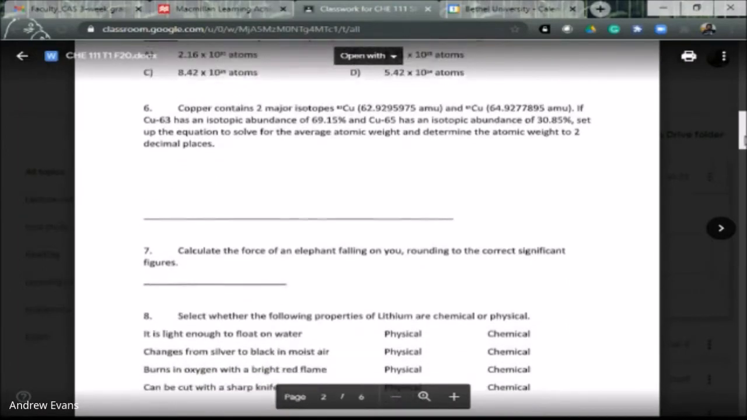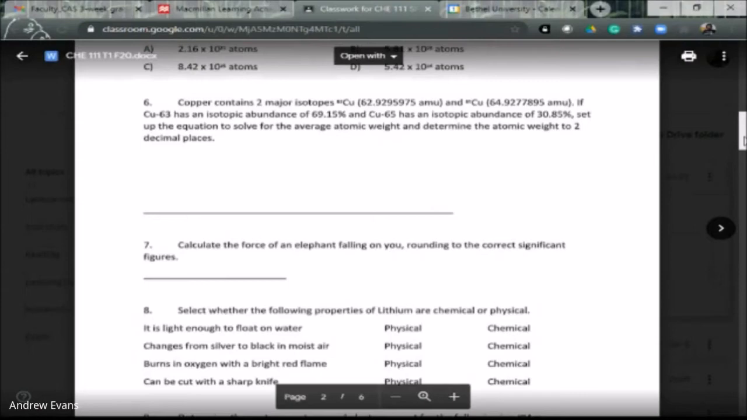Copper has two major isotopes, 62.93 and 64.927. If copper-63 has an isotopic abundance of 69.15% and copper-65 of 30.85%, set up the equation to solve for the average weight and determine the atomic weight to 2 decimal places. So this one looks and sounds hard, but the weighted average is not actually that hard.